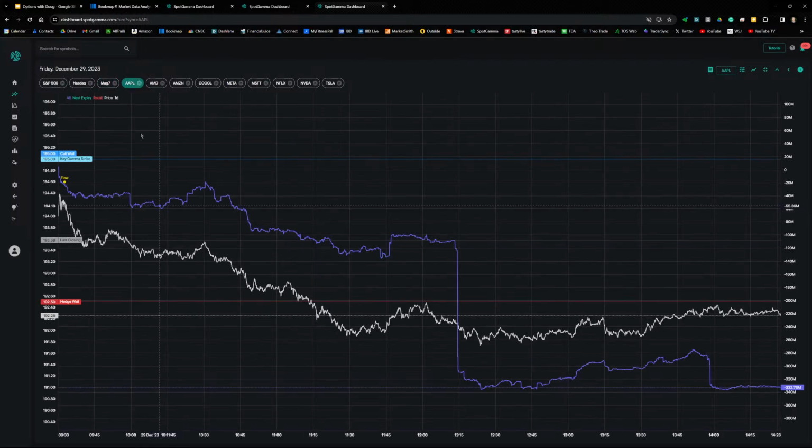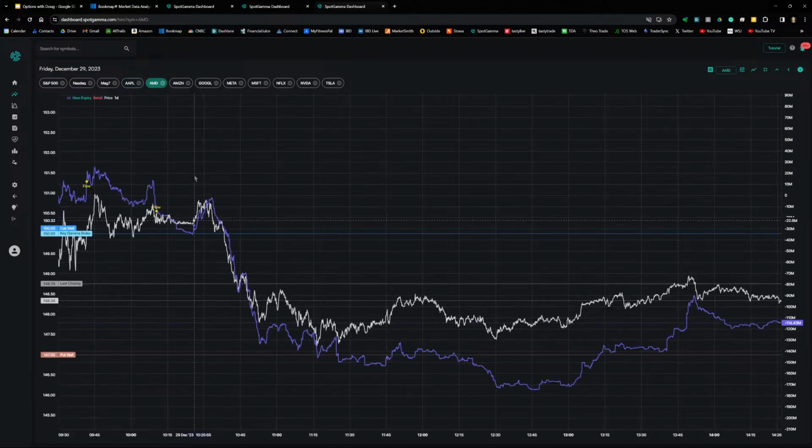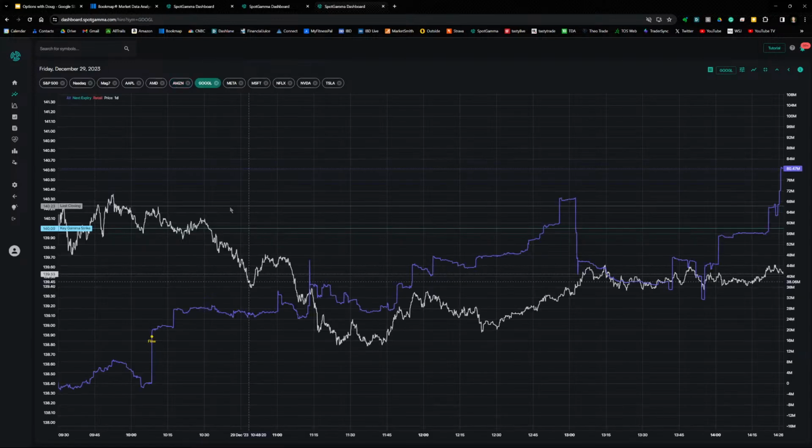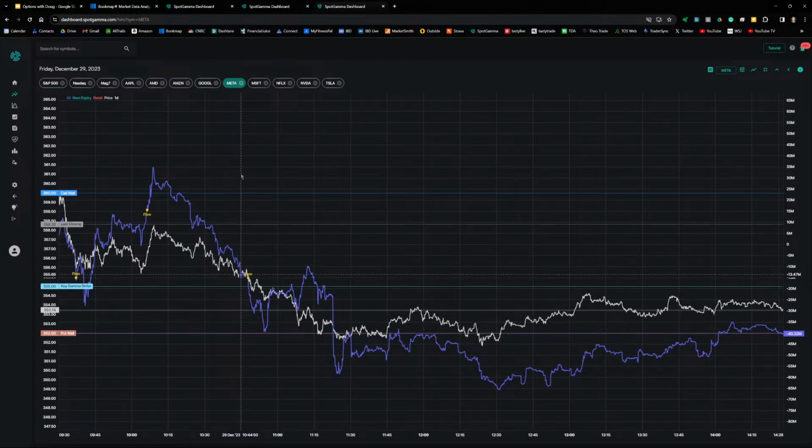Quick scan of stocks. So Apple not moving higher. AMD same. Amazon trying to move higher. Google, the Hero signal definitely bullish for the day, most of the day. Started to reverse higher right around 11:30. Meta.